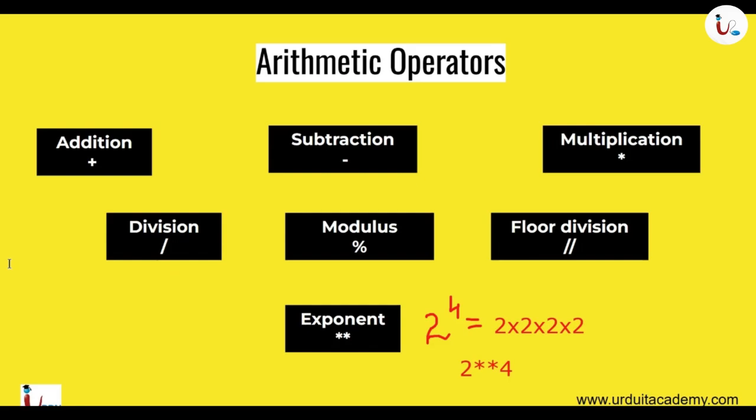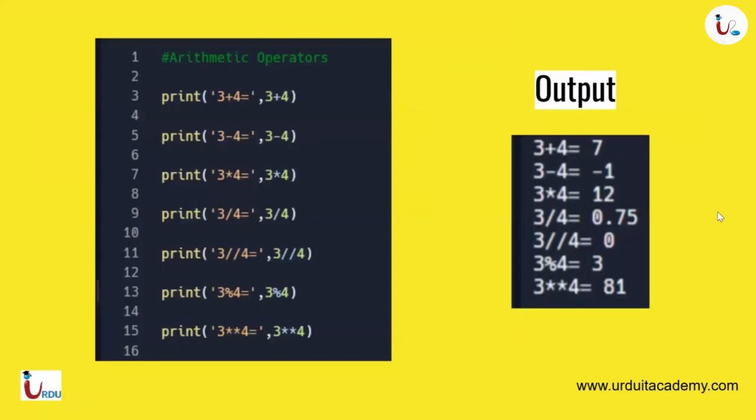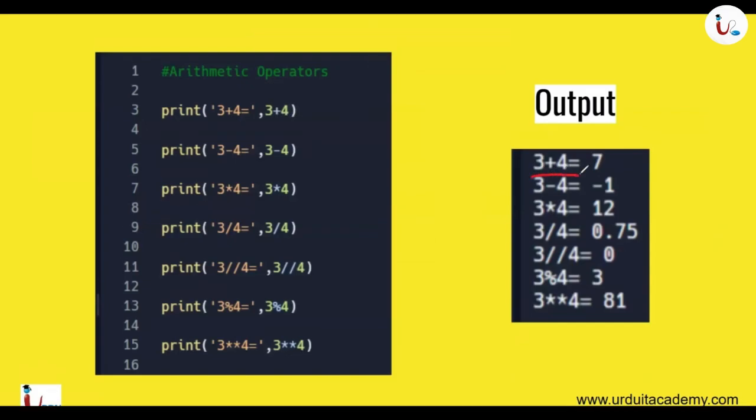Now let's see an example. Here you can see in the first one, print 3 plus 4, comma, 3 plus 4. It will print 3 plus 4 equal to; the computer adds these two numbers, 3 and 4, and the result 7 is printed. Now 3 minus 4 equal to: the computer subtracts 3 minus 4, and the answer minus 1 is printed. Same with 3 multiplied by 4.